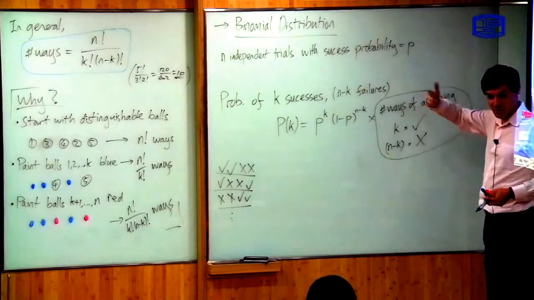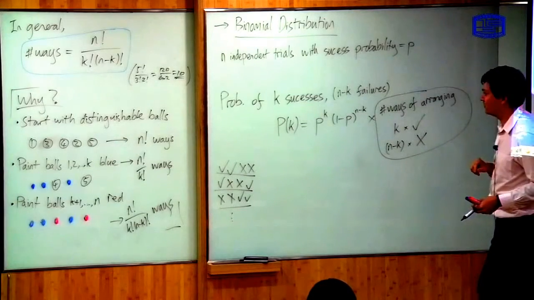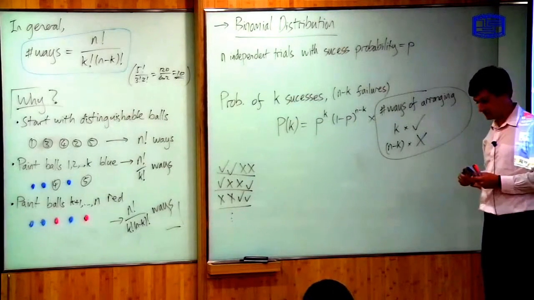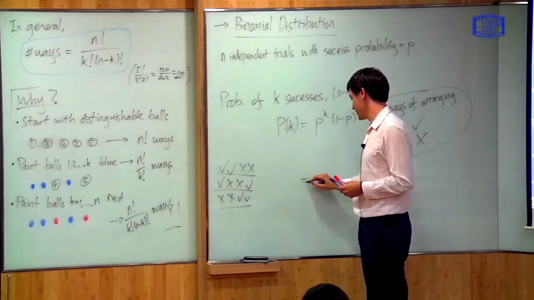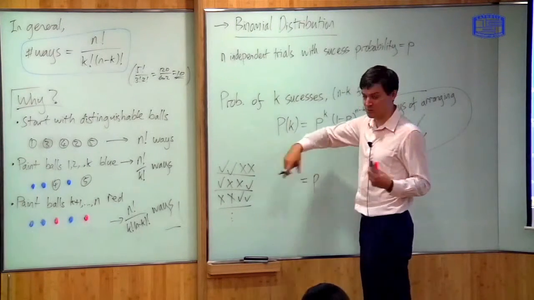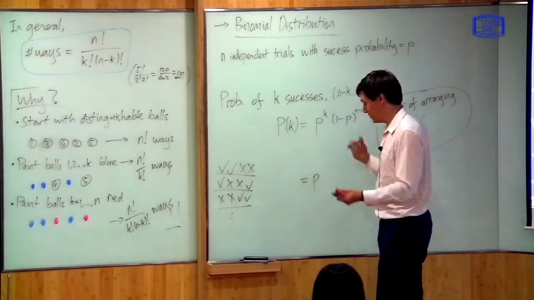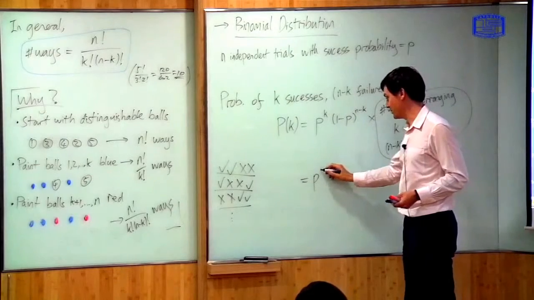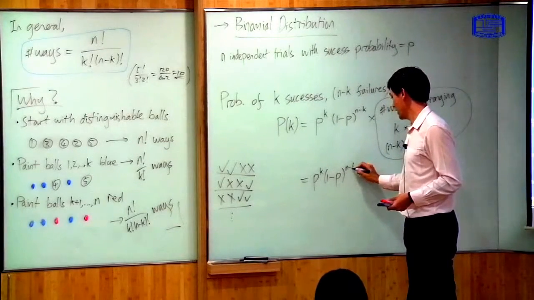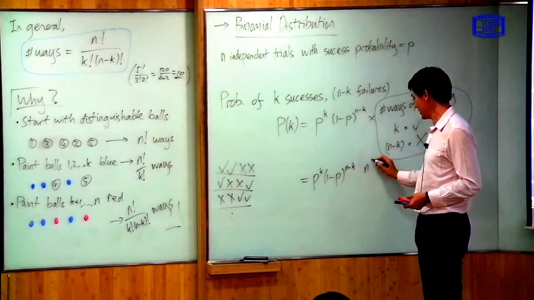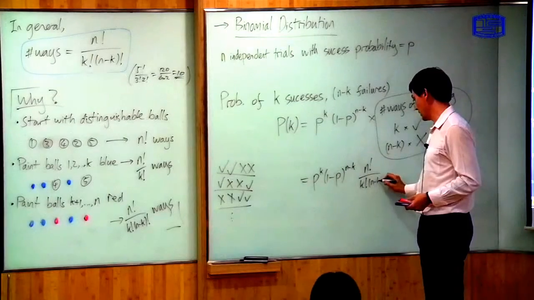So the number of different ways of getting k successes is dependent upon this combinatorics. And you see that this is exactly the case we've just considered, right? Whether they're blue and red balls or checks and crosses, it doesn't matter. The number of ways of arranging is still the same. So therefore we get p^k (1 minus p)^(n minus k) times n factorial over k factorial (n minus k) factorial.